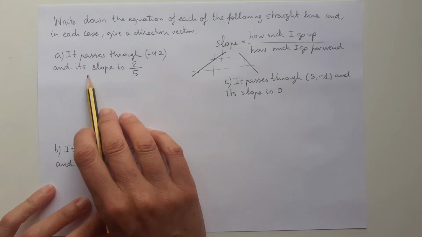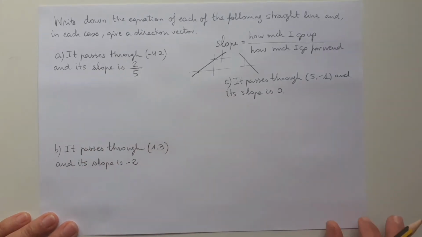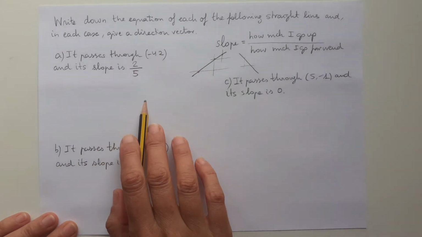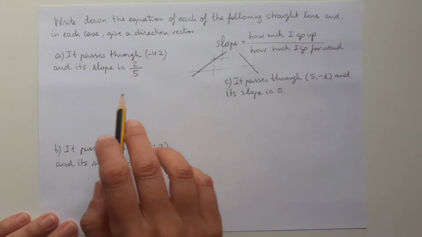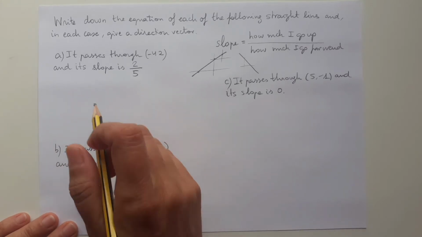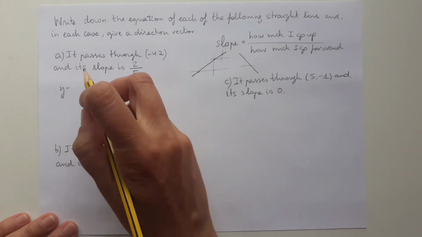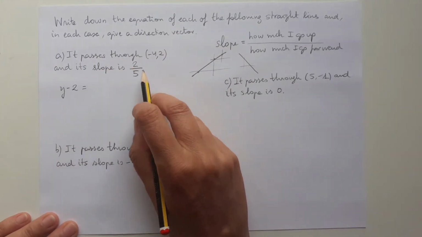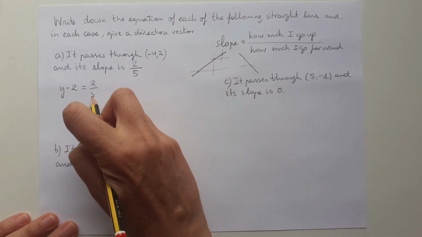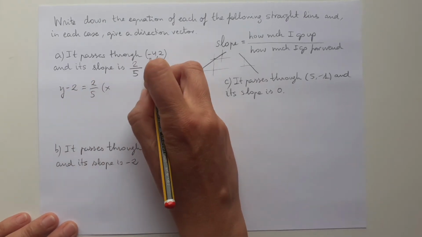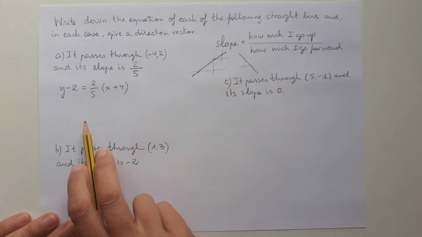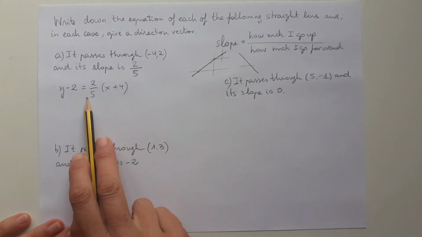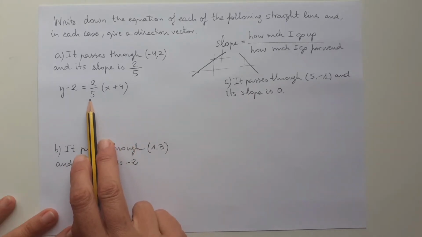It passes through this point and its slope is this. The easiest equation to use here, because they don't ask you for a specific equation and you have 6 options, I would use the point slope form. That is y minus the y coordinate of the point, which is 2 in this case, equals the slope times x minus the x coordinate of the point. You can know this by heart, or starting from the vector equation of the line, you arrive at this kind of equation.